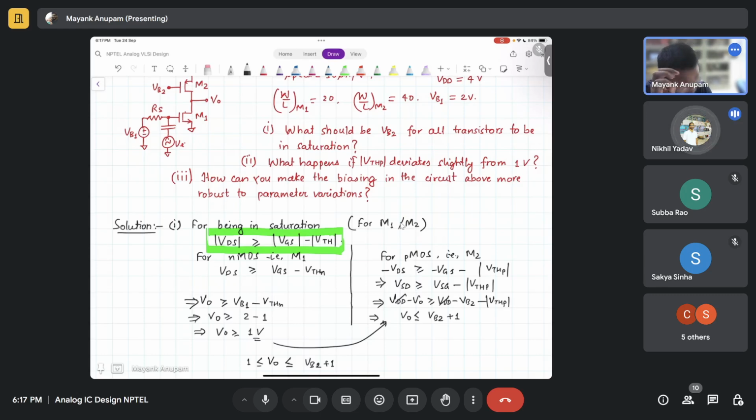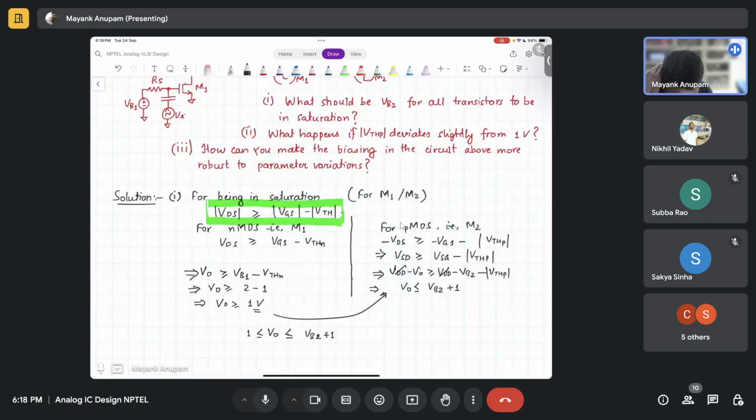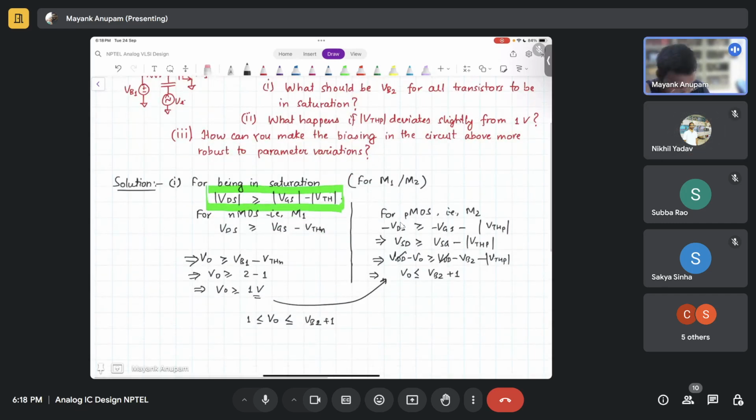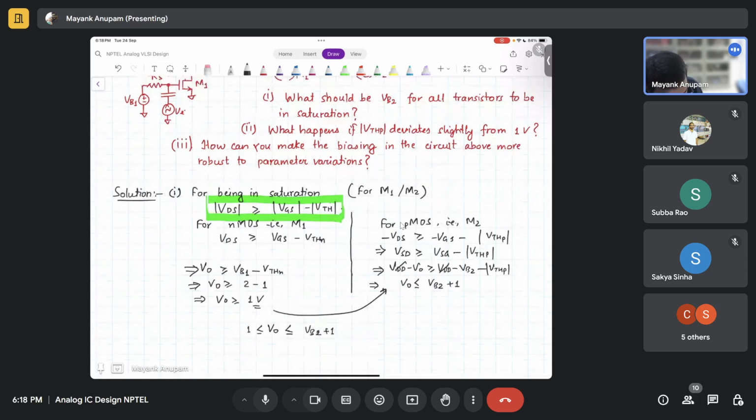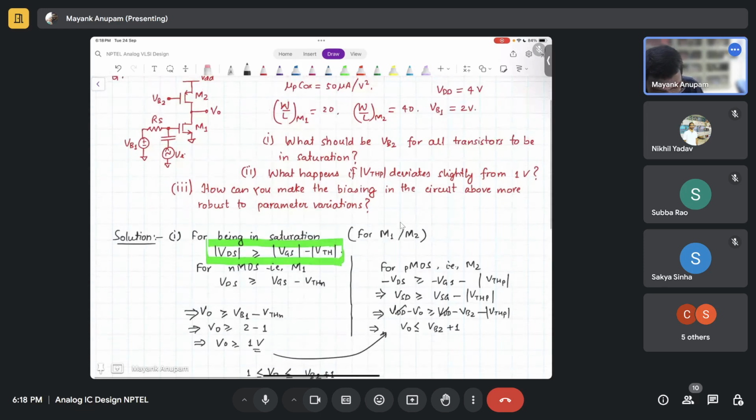Yes, someone? Yeah, go on. VSG should be greater than V threshold. No, that is by default we assume, so don't worry about cutoff. That is fine. VSG should be greater than cutoff, so that is fine. Yeah, that's actually a correct point for VB2. Okay, so let's take that also.